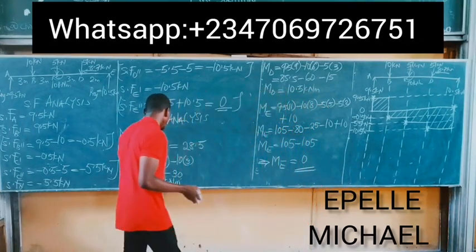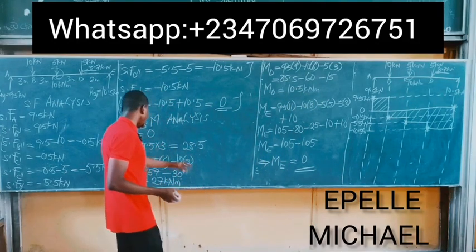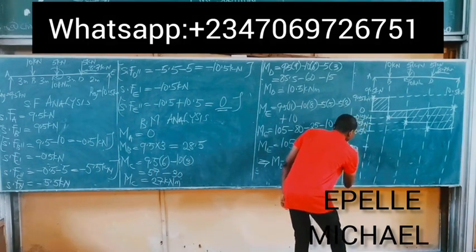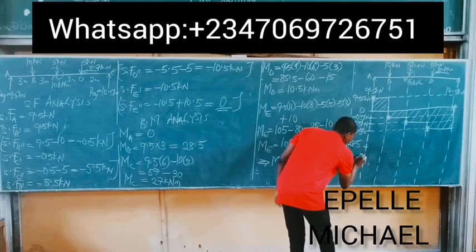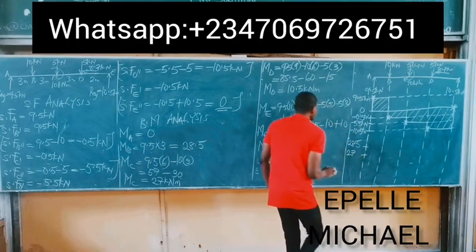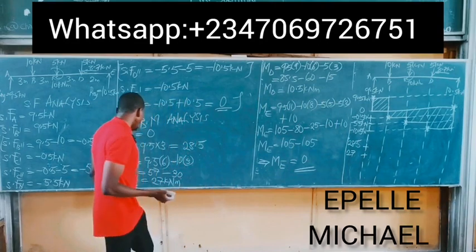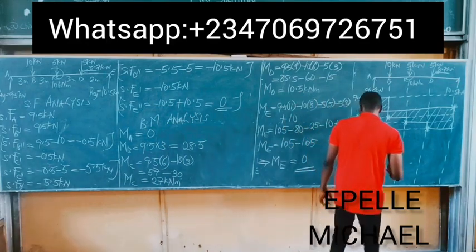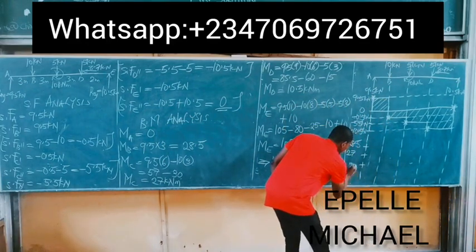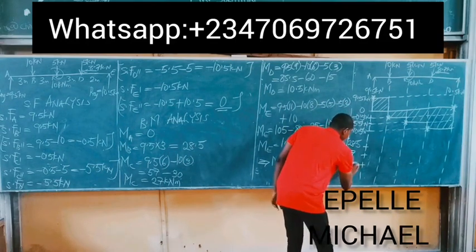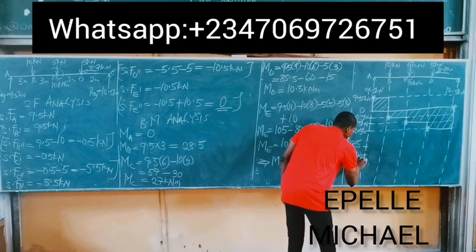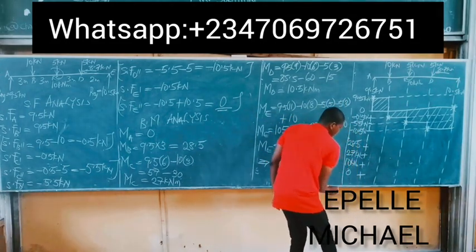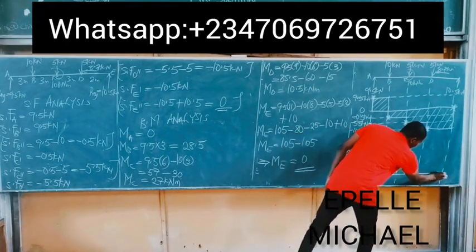So the highest is 28.5, followed by 27, followed by 10.5. So we indicate that here, 10.5. There is no negative value for this kilonewton meter. The next is the origin. Simply indicate the origin, which is 0. Trace out the origin.